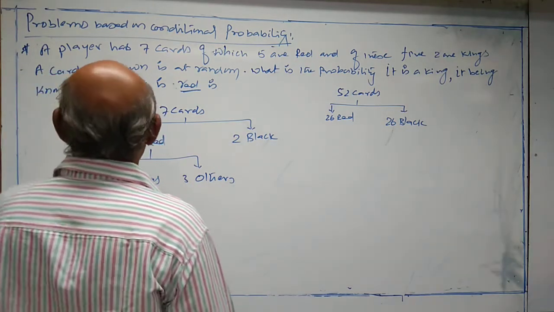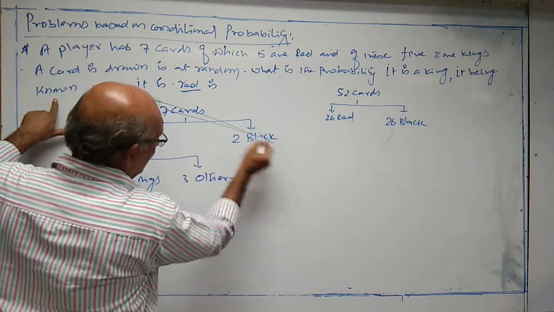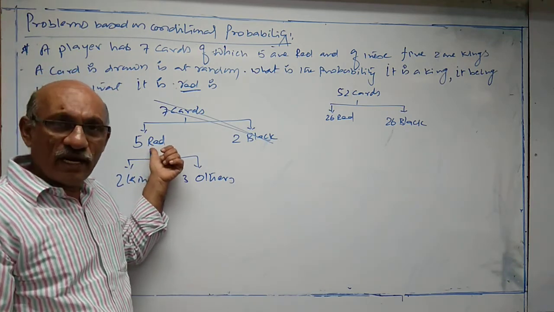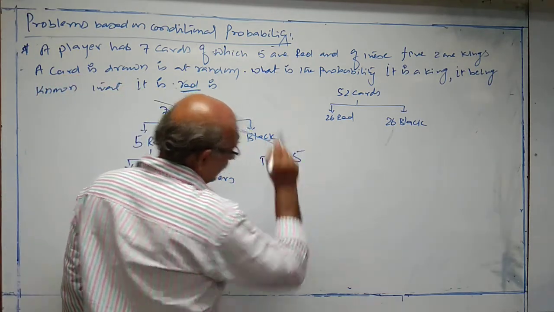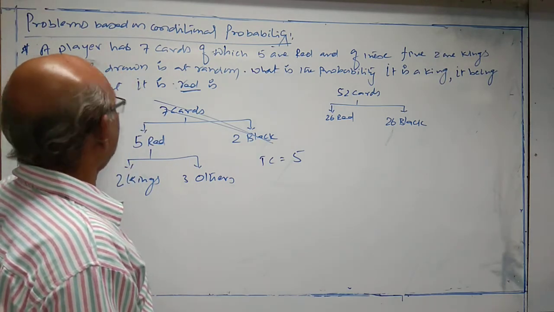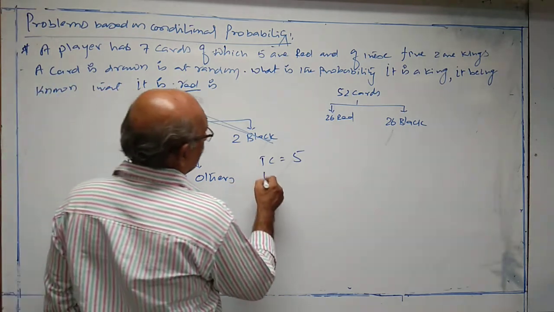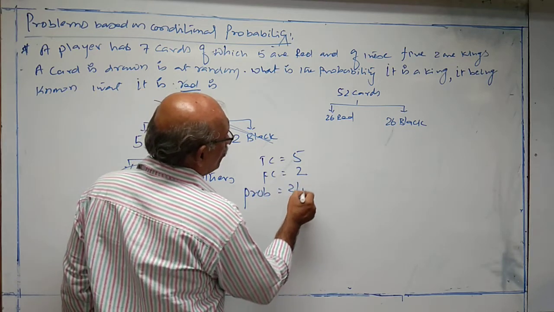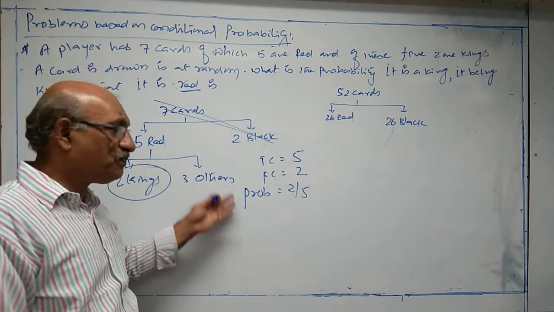Now what is given, sir? It is known that it is a red card. It is a red card means this part is eliminated from the picture. You have to see the question this way. How many red cards are there? 5 red cards are there. So total number of cases are 5. And I want it is a king. How many kings are there? 2 kings are there. Favorable cases are 2. Probability is equal to 2 by 5, sir. Okay. Note down the solution.